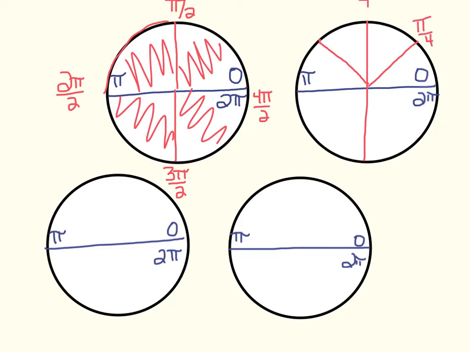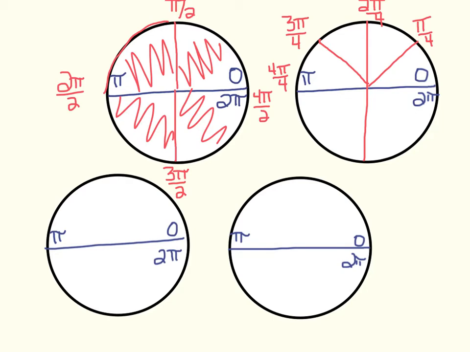This would be 2 pi over 4, which really lines up with this, right? Pi over 2 and 2 pi over 4, that's really the same thing. This would be 3 pi over 4. And then this would be 4 pi over 4, which again is really just the same as pi. Okay, I put those in though just so you can see how that pattern works all the way around.